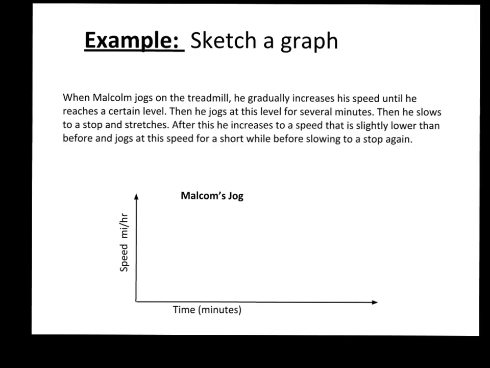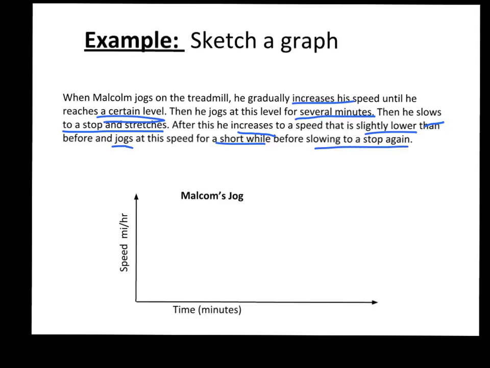All right, next one. When Malcolm jogs on the treadmill, he gradually increases his speed. So we're increasing speed there until he reaches a certain level. He then jogs at this level for several minutes. Then he slows to a stop and stretches. After this, he increases to a speed that is slightly lower than before and jogs at this speed for a short while before slowing to a stop again.